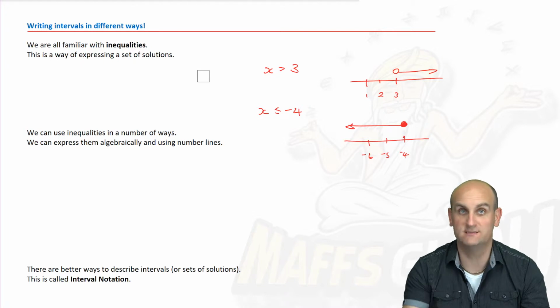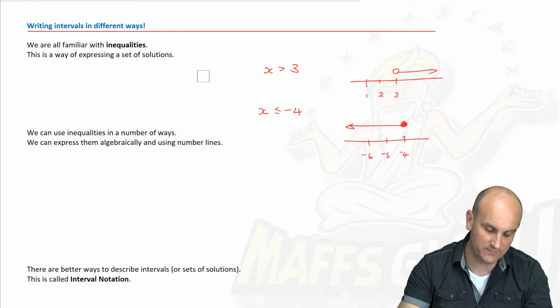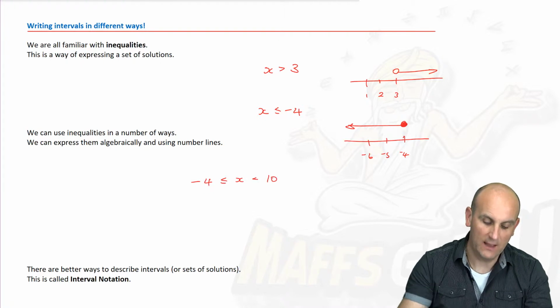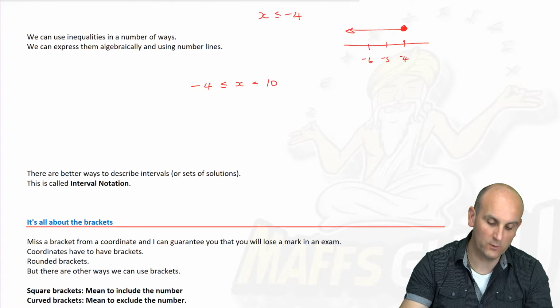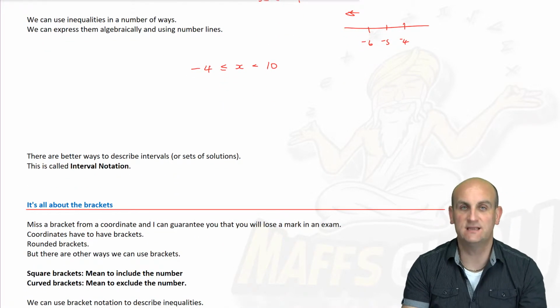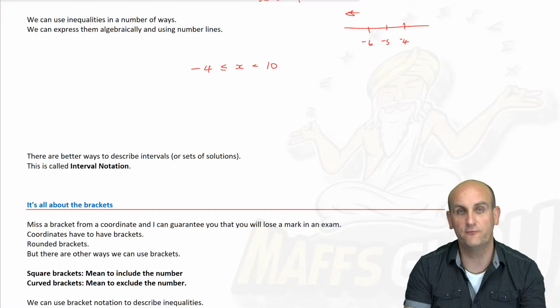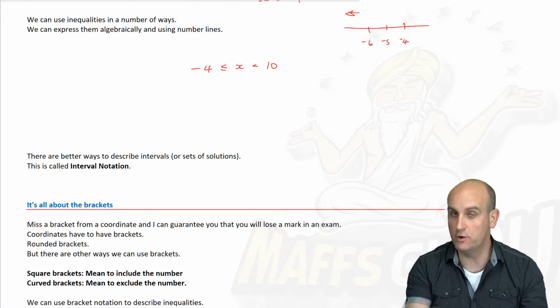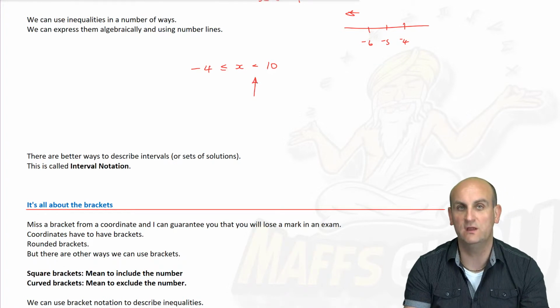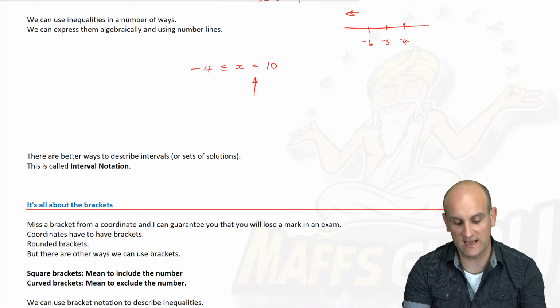So there's two ways of using inequalities, and I suppose we could have something like -4 is less than or equal to X, which is less than 10. And what does that particular inequality mean? Well, again, probably preaching to the converted, but X can take all of the values between -4 up to, but not including 10. Again, there is no equal sign underneath that inequality, so it cannot include 10.